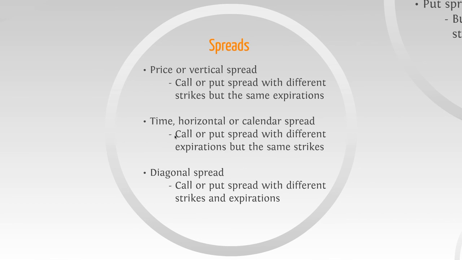You can also have a time, horizontal, or calendar spread. Those all mean the same thing. In this case, you have different expirations. So our times are different. Our times, our calendar, our horizontal as we go along the timeline are different, but we have the same strike price. And then we have a diagonal spread, which is where the strike prices and the expiration dates, the times, are both different. That's a diagonal spread.